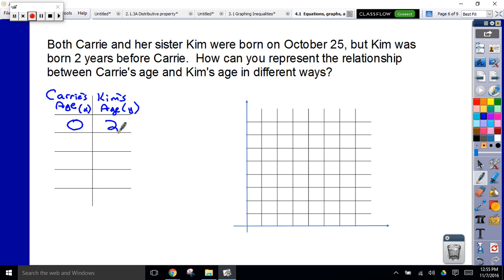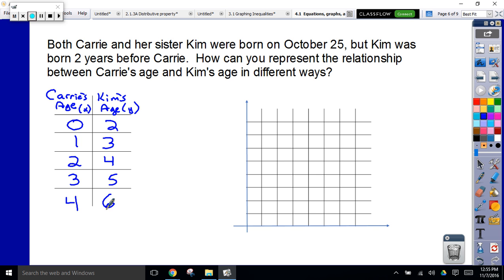When Carrie is 1, Kaylee, how old would Kim be? 3. When Carrie is 2, Delaney, how old would Kim be? 4. When Carrie is 3, Brent, how old would Kim be? 5. And when Carrie is 4, Seth, how old would Kim be? I'm going out on a limb. I'm thinking 6.